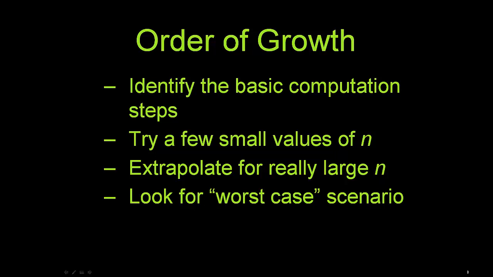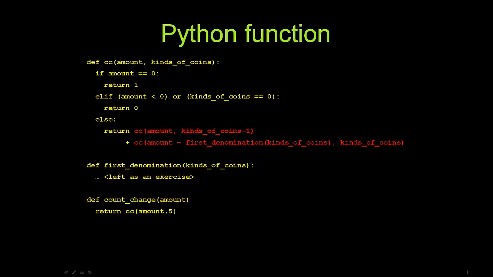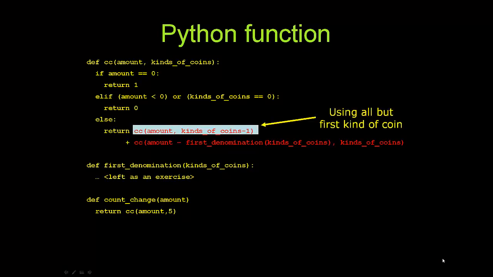We talked about order of growth last week, but some students are apparently still not too clear. So let's take a look at an example today. Let me just quickly recap. To estimate the order of growth, we first identify the basic computation steps. Then we try a few small values, and then we extrapolate for really large n, and we look for worst case scenarios.